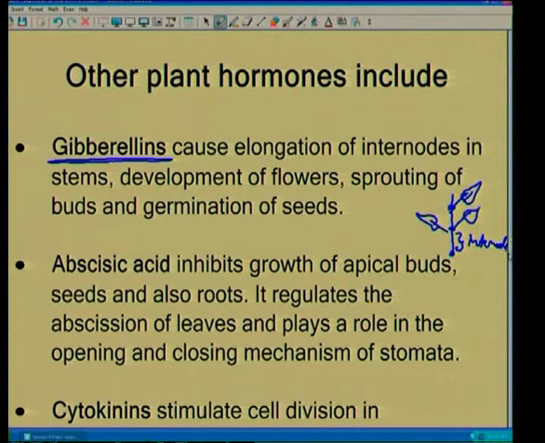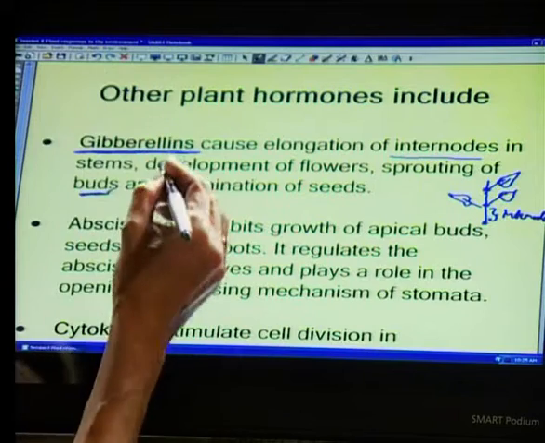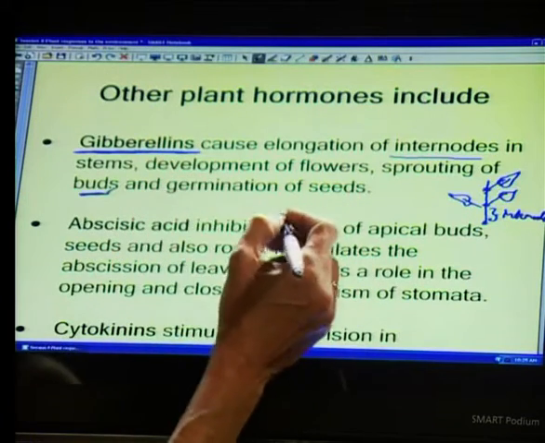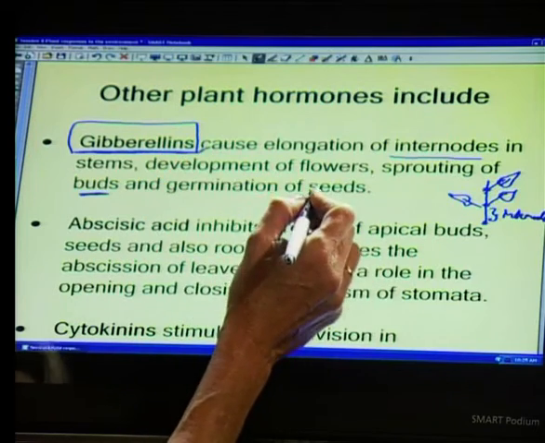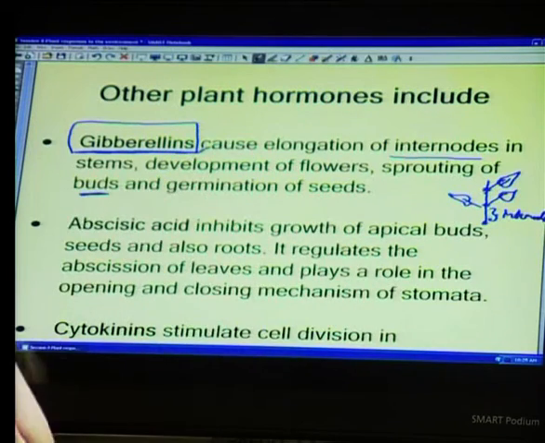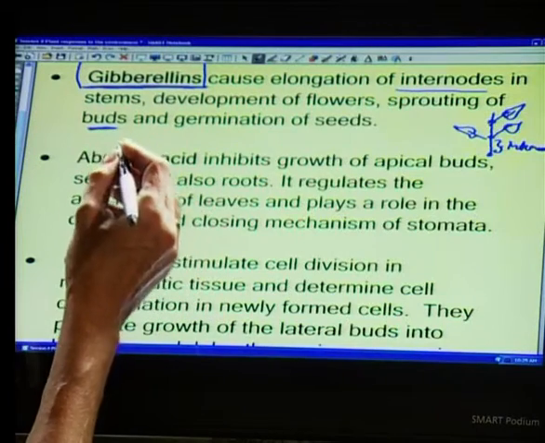So that's your internodes in stems, and the developing of flowers, the sprouting of buds, the little buds that grow, and germination of seeds. Without gibberellins, even if the seed gets warmth and darkness and water and everything to make it grow, if there aren't any gibberellins, that little seed's not going to germinate. So gibberellins are very important to us as human beings and also animals.